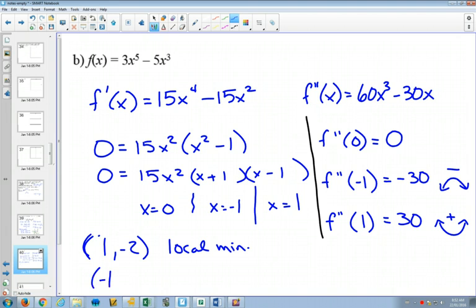At negative 1, if I plug that in, I'm going to get negative 3 plus 5, negative 1 comma 2. That one's going to be a local maximum. What's going to happen at 0?